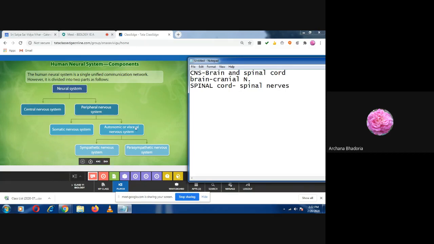Now, depending upon their function, they are further classified. That is, your peripheral nervous system is classified into the somatic nervous system and the autonomic or visceral nervous system. The visceral nervous system, you can understand, goes to all the visceral organs. All internal organs are supplied with nerves, and we call that the autonomic nervous system. Now, you all know that all the internal organs, your alimentary canal, your heart, your lungs, liver, are not working under our control. Do they work under our control?